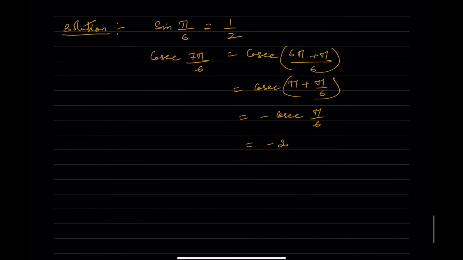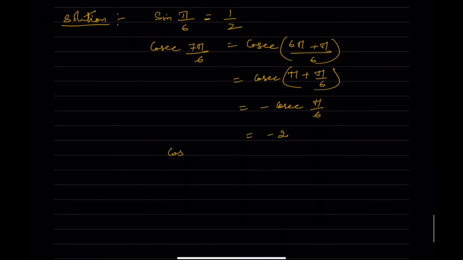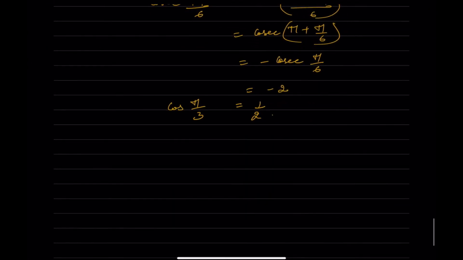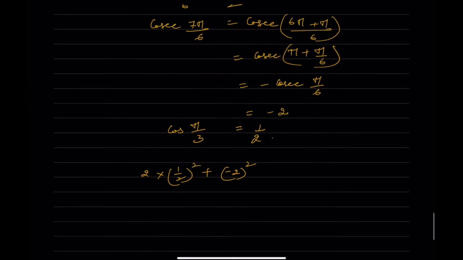Now next we can go to the next value which we have to calculate, that is cos of pi by 3. Cos of pi by 3 is nothing but cos of 60, which is equal to 1 by 2. Now substituting all the values in the LHS. So LHS is equal to 2 into half whole square plus, we have here minus 2 whole square into 1 by 2.